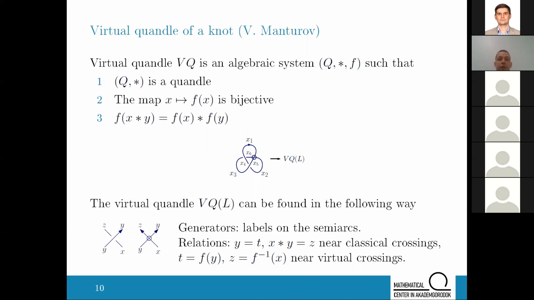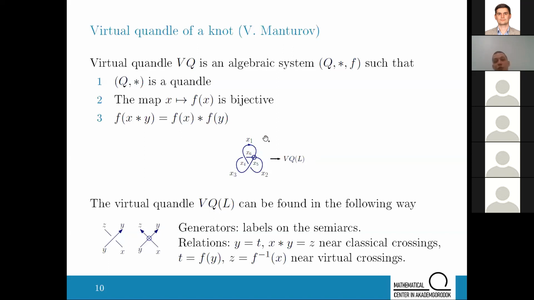So it means that the number of generators is equal to the number of semi-arcs, and the number of relations is equal to the number of crossings, both classical and virtual, multiplied by 2, because each crossing gives 2 relations. So this virtual quandle already can distinguish virtual trefoil from the unknot.